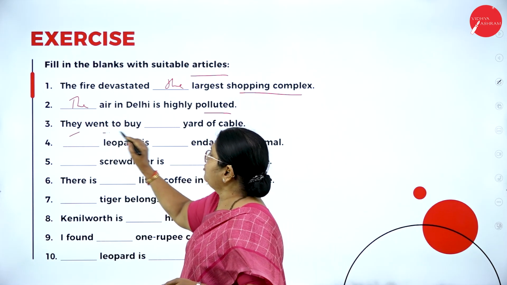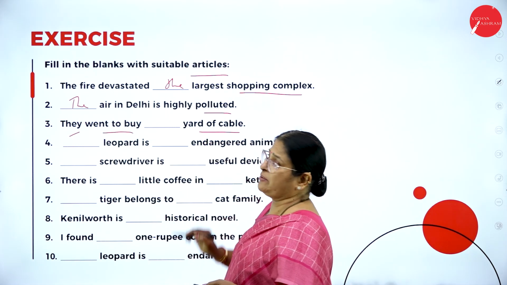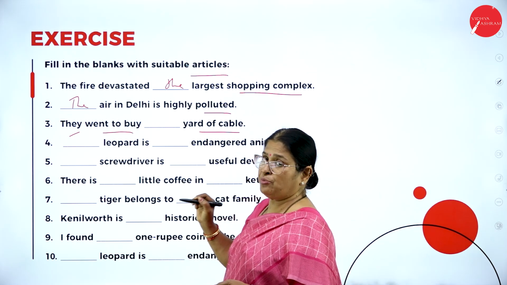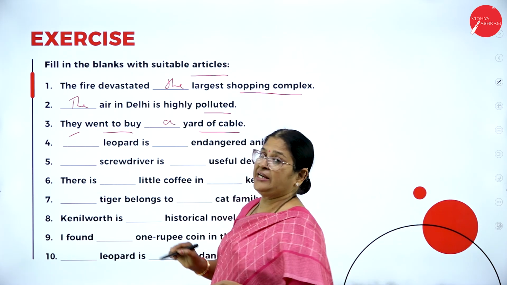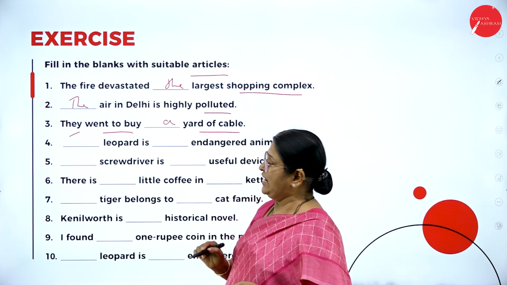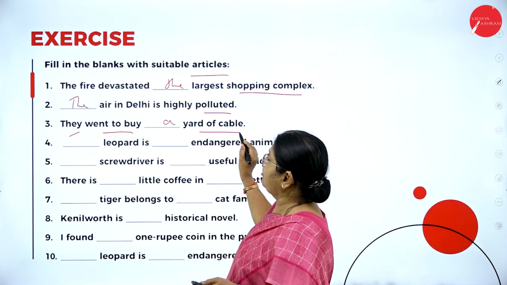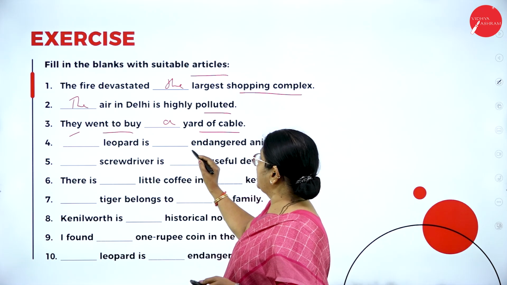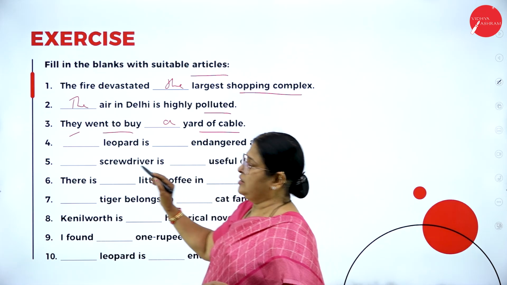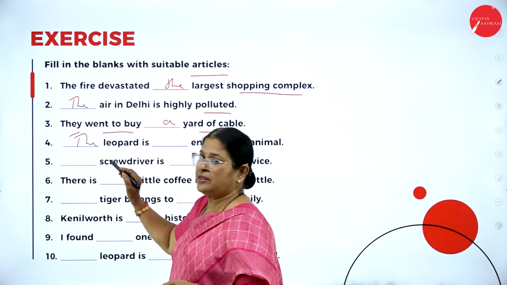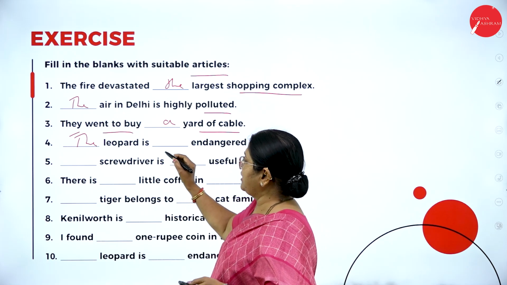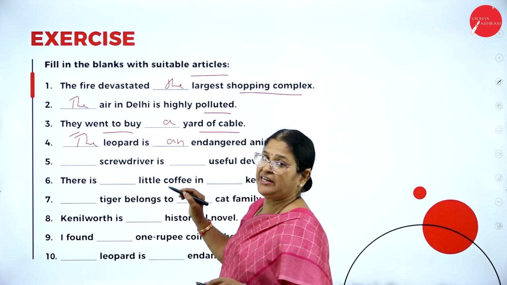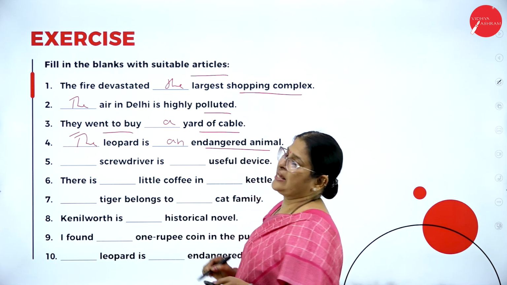Next, they went to buy dash yard of cable. So they went to buy a yard of cable. Article a, indefinite article a. Next, dash leopard is dash endangered animal. The leopard, that is the definite article; an endangered animal, an is the indefinite article.